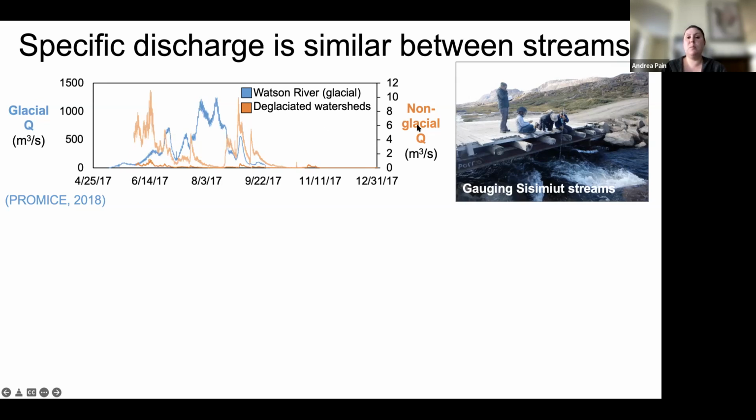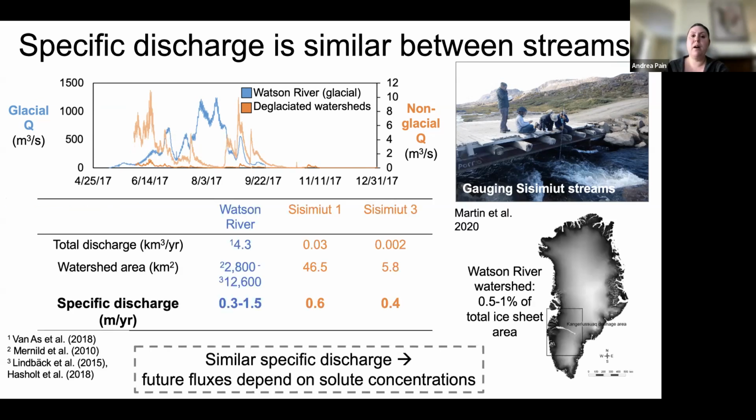The non-glacial stream data were collected by us. We installed some sensors over these years and did stream gauging, whereas the glacial meltwater river data were collected by the Program for the Monitoring of the Greenland Ice Sheet, because it's a very tricky place to get discharge. The amount of water makes it a challenging place to work. So the amount of water flowing from each of these individual systems is quite different.